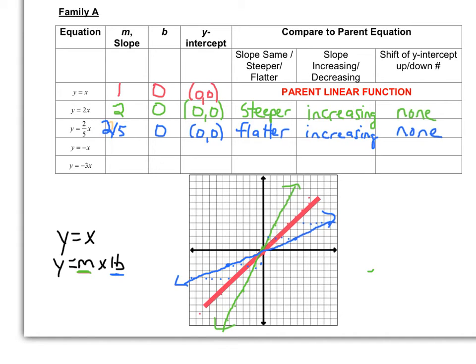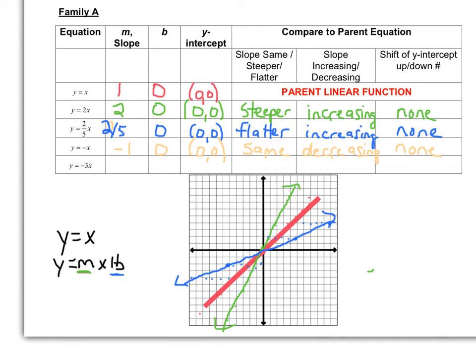All right, now we're going to do y equals negative x, and for y equals negative x, what is the slope? The slope would be negative 1. And the y-intercept again is 0, so it also goes through the origin at 0, 0. And the slope is actually the same, because the slope is negative 1 and the parent function was 1. The difference is that now we're decreasing in the line. So it has the same slope, it's just decreasing. And there is no shift because the y-intercept is still 0.